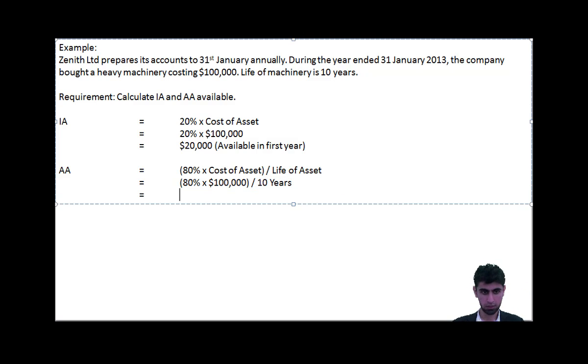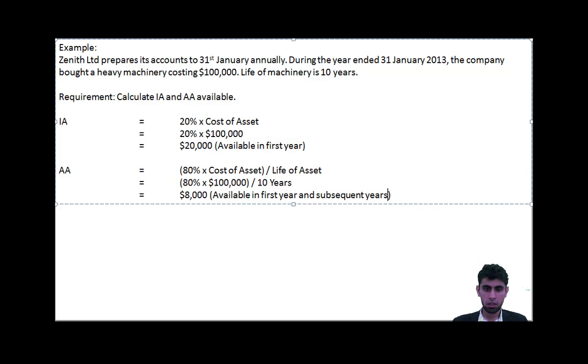And that gives us, if you calculate, 80,000 divided by 10 is $8,000. So this is available in first year as well as subsequent years.